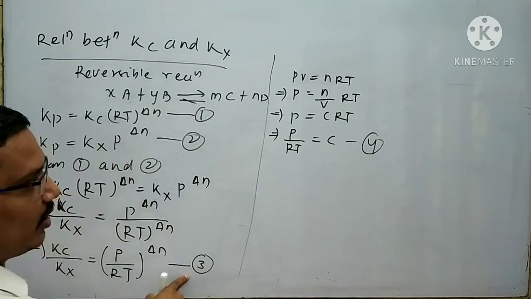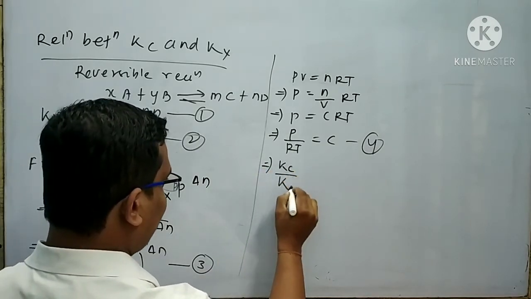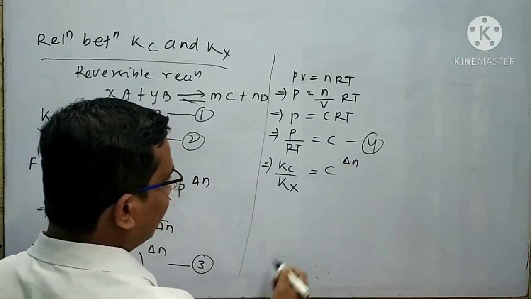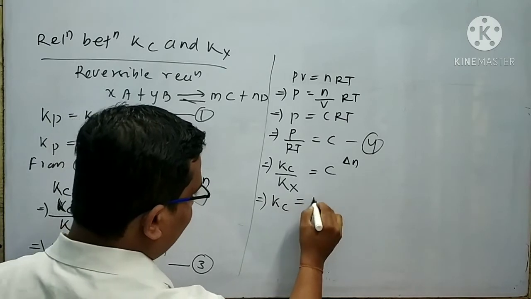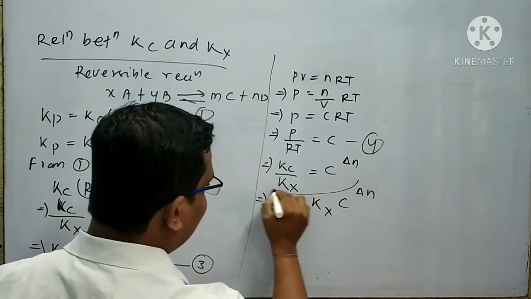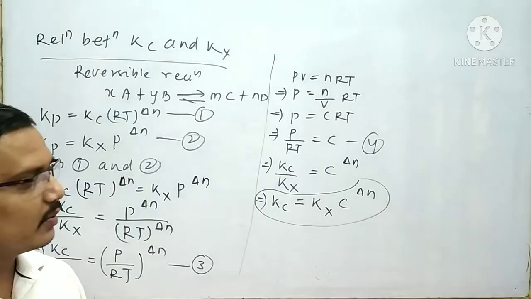From equation 3 and 4, I can write Kc by Kx equal to C to the power del n. This implies that I can write Kc equal to Kx into C to the power del n. This is the relationship between Kc and Kx.